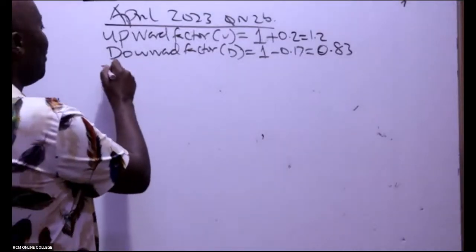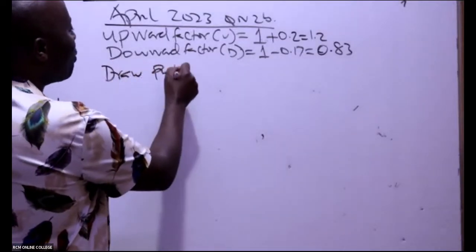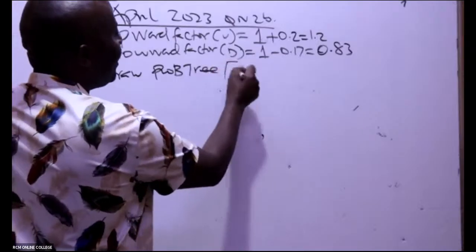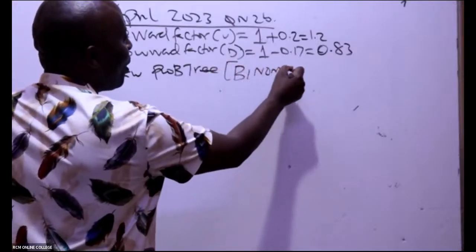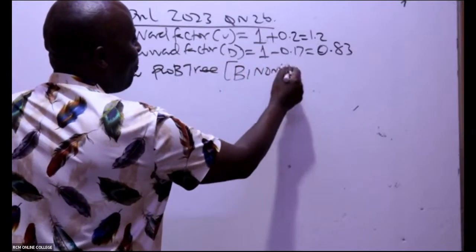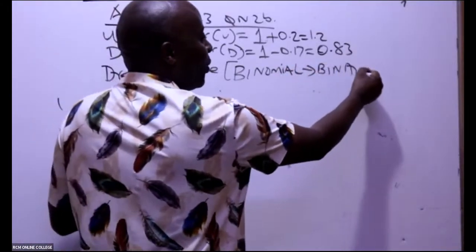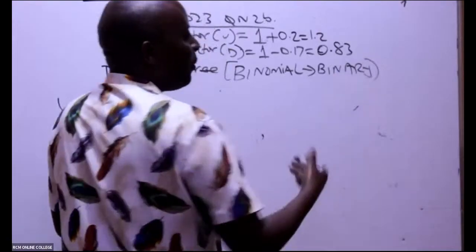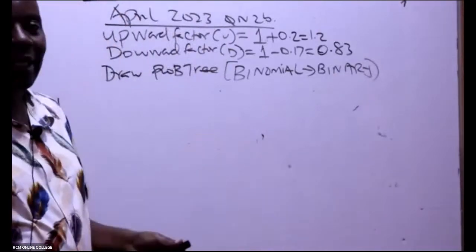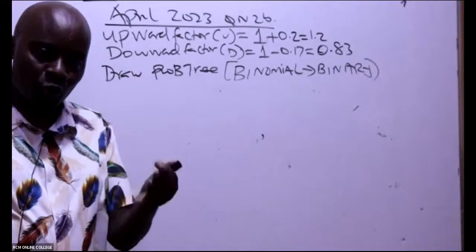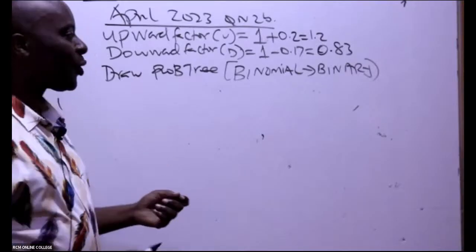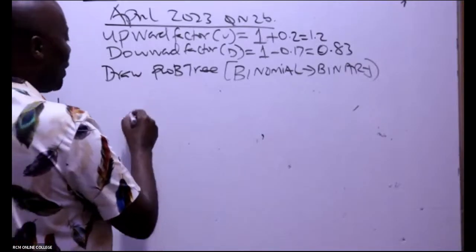Draw a probability tree, which basically is a binomial. Remember, binomial, your examiner at times will use the word binary. When you were in Form 2, most of us were being called by something, isn't it? By means 2, 2, 2, 2. All right? So in this case, ladies and gentlemen, we shall draw something like that.